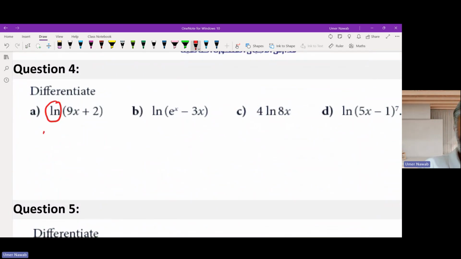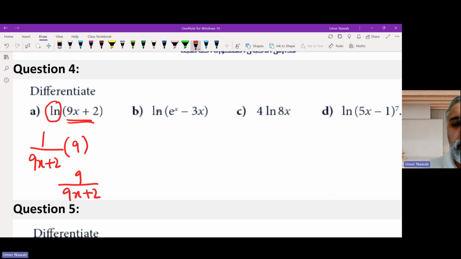Ln means I have to reciprocate. So 1 over 9x plus 2. And the further derivative of 9x plus 2 is just 9. So my answer will be 9 over 9x plus 2. Now, can I take the derivative? Reciprocate. The derivative of ln tells you to reciprocate your argument.